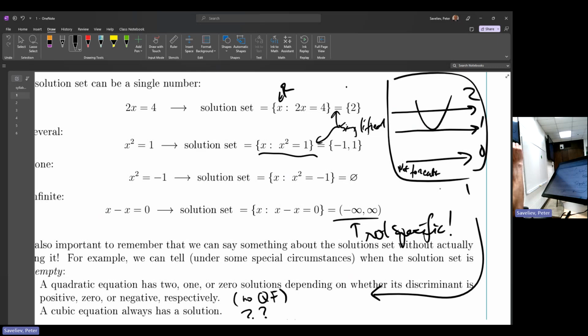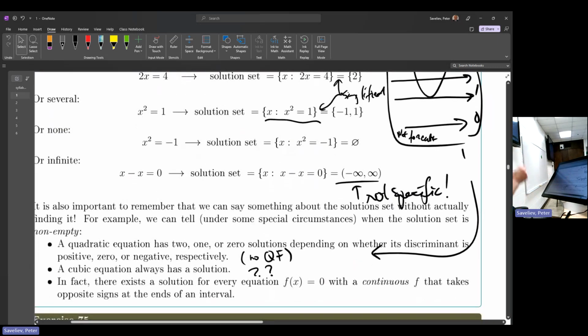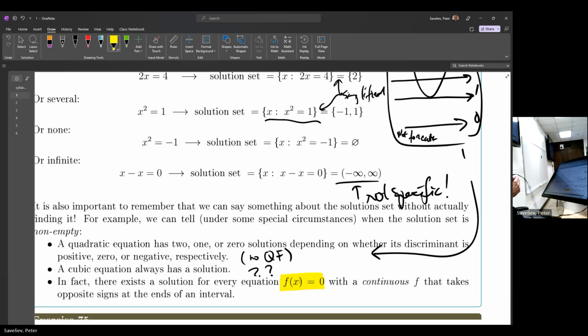Indeed it is true, but there is a more general statement, and I hope you can remember where it comes from. There exists a solution for every equation f of x equal to 0 with a continuous function that takes opposite signs at the ends of an interval. This interval is the domain. On one side it's negative, on the other it's positive. Then there will always be a solution, meaning an x-intercept. So you have the picture in your mind.